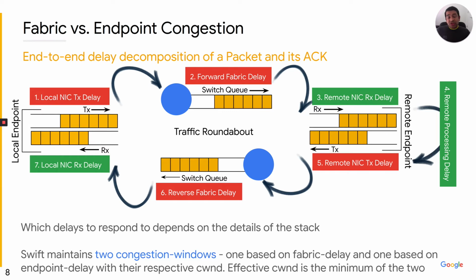And which delays to react to depends on the details of the stack. So for example, you don't need to react to local NIC RX delay if the TX and RX scheduling at the local endpoint is separate. And what we do is that we measure the fabric delay and the endpoint delay, and we maintain two congestion windows, one for the fabric and one for the endpoint based on their respective target delays. And the effective congestion window is the minimum of these two.